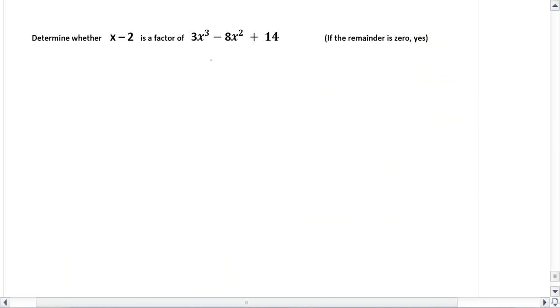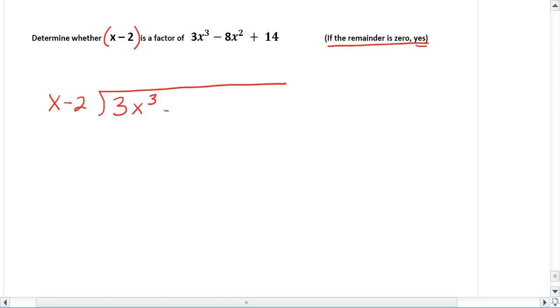In this example, we are asked to determine if this factor, x minus 2, is indeed a factor of this polynomial. And my little note here says, if the remainder is 0, then we will say yes, it's a factor. If it's anything else, we'll have to say no. So let's set up our long division here. We have x minus 2 outside the bridge and this polynomial under the bridge.